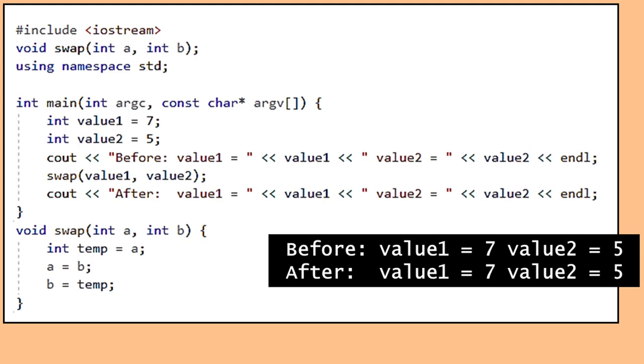Let's look at a sample program that attempts to use a function to swap two integers, but the arguments are passed by value. The swap function receives a 7 in the function's local variable named a and a 5 in the function's local variable named b. The values in a and b are swapped, but since they are local variables, they are not placed back in main's variables named value1 and value2. Main then displays the original contents of value1 and value2 that are not swapped.